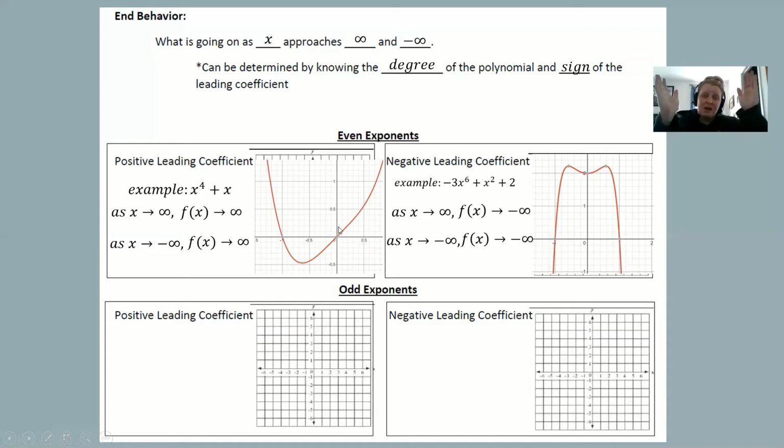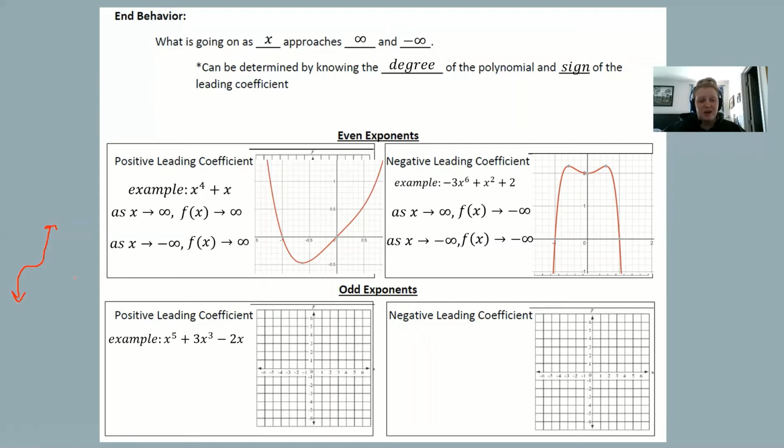So if it's smiling, of course it's going to do the same thing on each end. And if it's frowning, it's still going to do the same thing on each end. So these guys should always be in agreement. So what if you have an odd degree? You're still either going to have a positive leading coefficient or a negative. So if you think of the graph of x cubed, it kind of looks like this, like half up parabola, half down parabola.